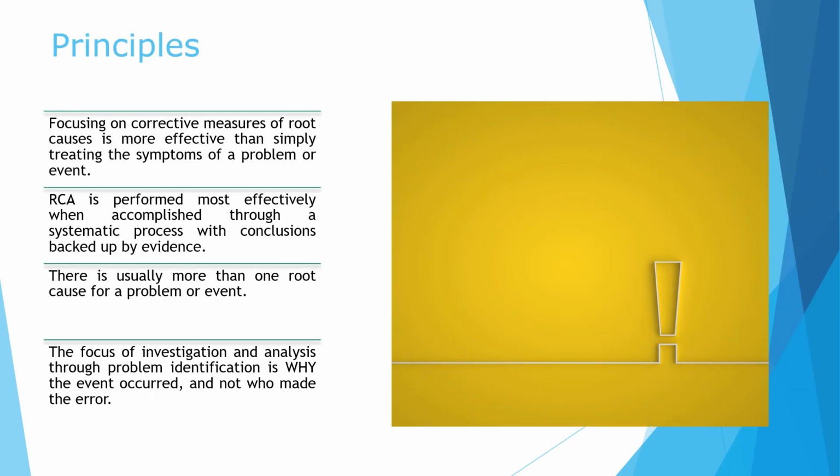The principle is that focusing on corrective measures of root causes is more effective than simply treating the symptoms of the problem or event. That is why, as I mentioned to you already, the symptoms will be very small, but the causes may be too big. Root cause analysis is performed most effectively when accomplished through a systematic process backed up by evidence. There is usually more than one root cause for a problem or event. The focus of investigation and analysis through problem identification is why the event occurred and not who made the error.